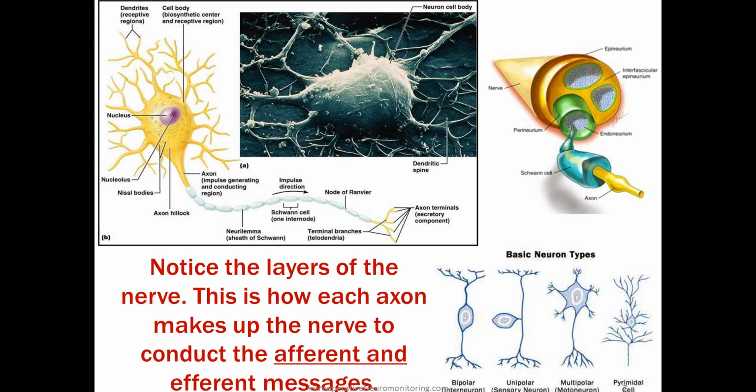Possibly you could see the different types of neurons: the bipolar interneuron, the unipolar sensory neuron, the multipolar neuron, and the pyramidal cells. So this is something we might see up in the dorsal root ganglion. This is something we might see up in the brain that controls motor.